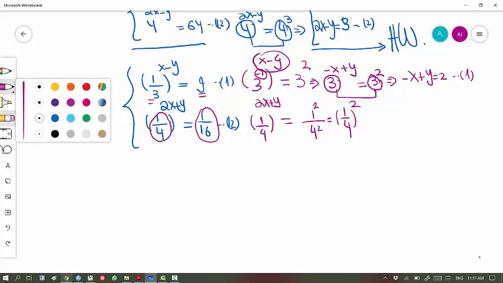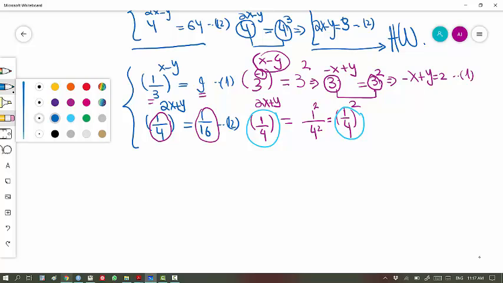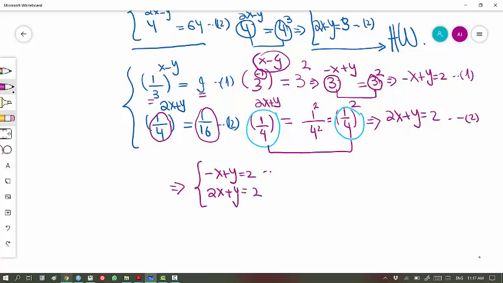Now if you look here, this 1 over 4 on the right hand side and this 1 over 4 on the left hand side, the bases are the same, hence the powers become the same. So 2x plus y is equal to 2, and this is the second equation. As a result, what we got is minus x plus y is equal to 2, and 2x plus y is equal to 2. So this is the first equation. This is the second equation, the solution of which I leave as homework.